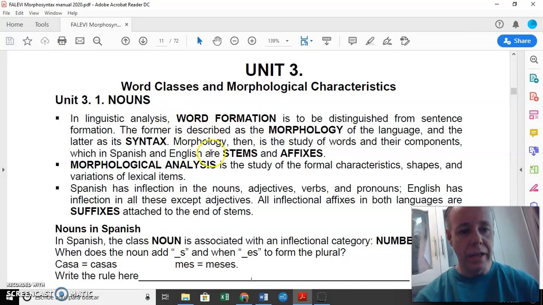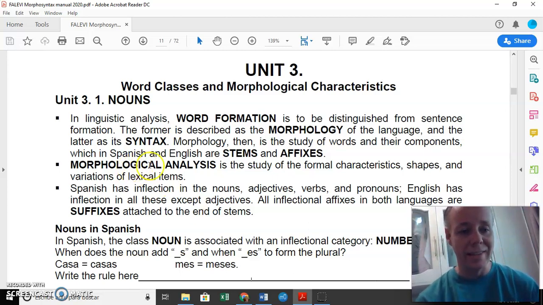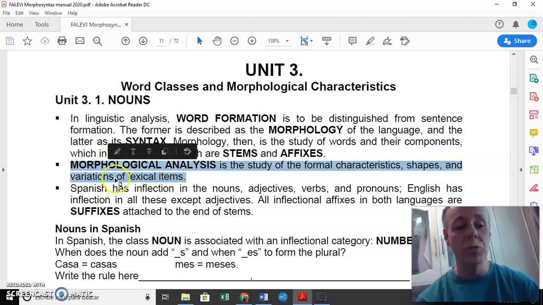Now, morphology in English and Spanish has to do with stems or roots and affixes. That's the morphology of words in English and Spanish. Why does it say English and Spanish? Because Chinese characters are different, for example. So that's why it specifies. Then it says morphological analysis is the study of the formal characteristics, shapes, and variations of lexical items. This is what we're going to do now.